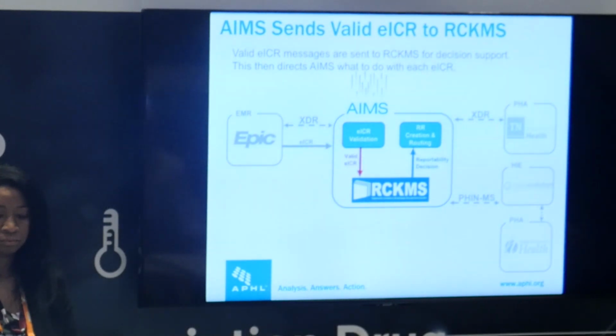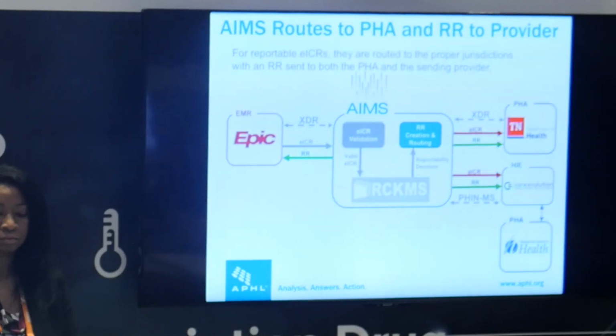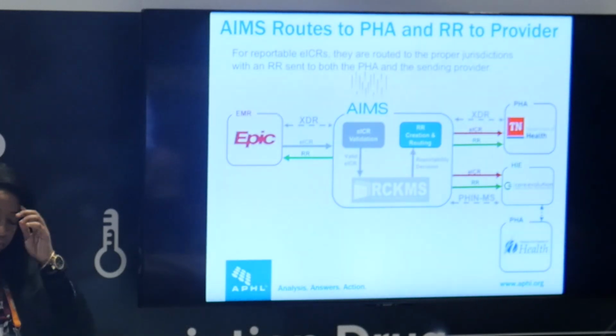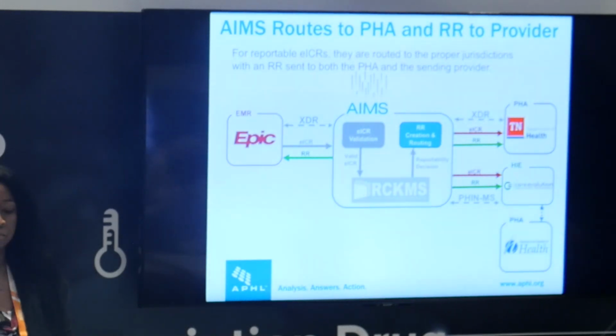So we'll see how the providers use the RR in just a minute. The RR also includes information that can be helpful to EHR administrators, such as errors and warnings and other machine processable data. But once we have created the RR, we send a copy of it back to the sender. Now this happens whether or not the EICR is reportable, so they receive it 100% of the time. If the EICR is reportable, we send the EICR and a duplicate copy of the RR to all the jurisdictions that it should go to. So in this case, it can be more than one, both Tennessee and Washington.